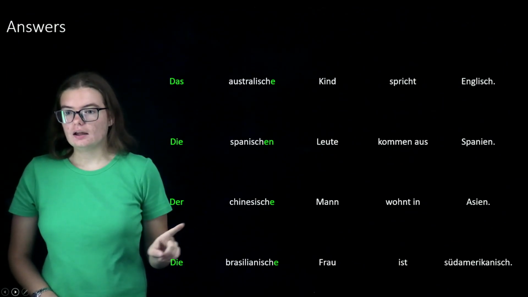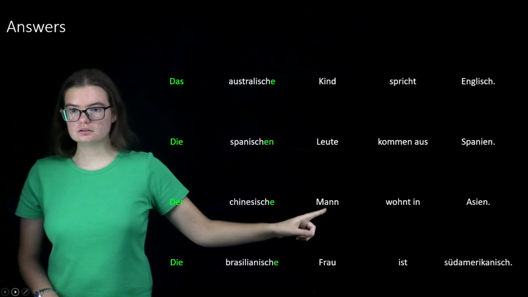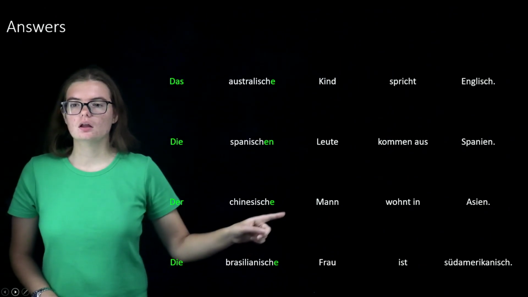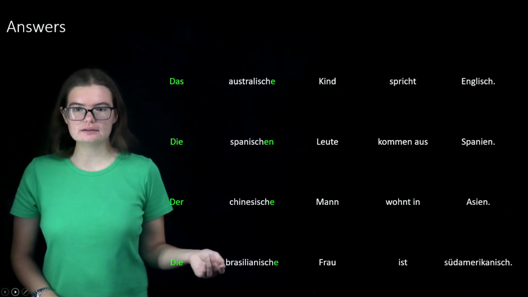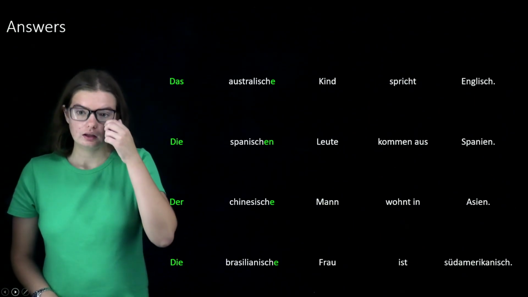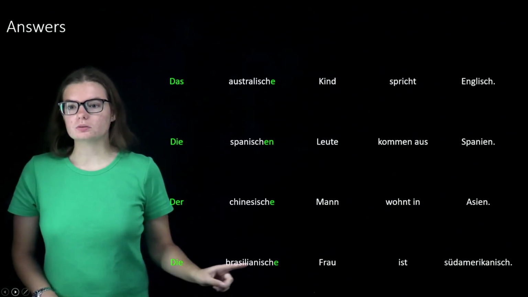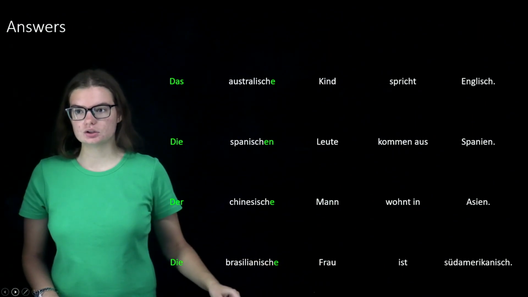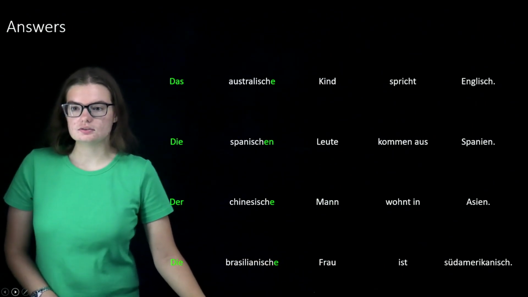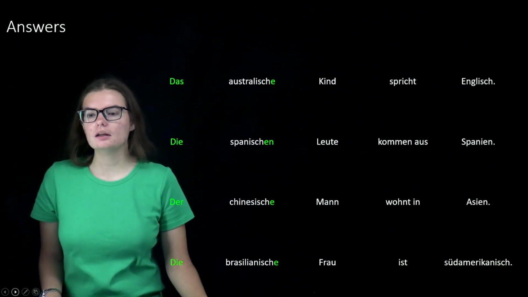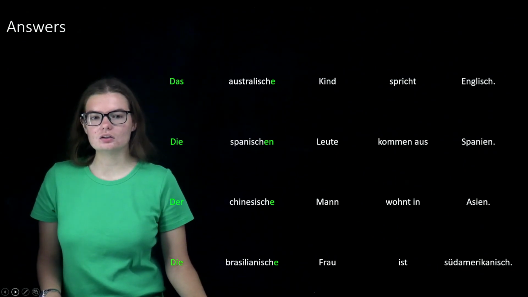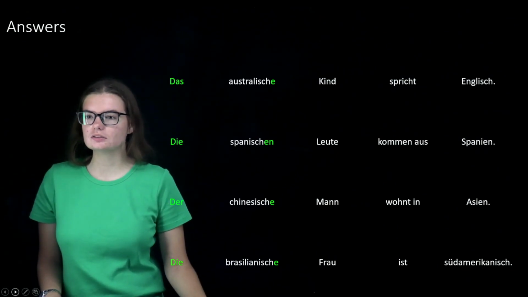Next we have der chinesische Mann wohnt in Asien. Mann is of course masculine, and then you just put an A. The Chinese man lives in Asia. And finally, die brasilianische Frau ist südamerikanisch. Okay? It is die because Frau is feminine, and A because it's feminine singular. It is not plural. So, I hope you've mastered those now, and you can take a look at my other videos on nominative case if you're interested.